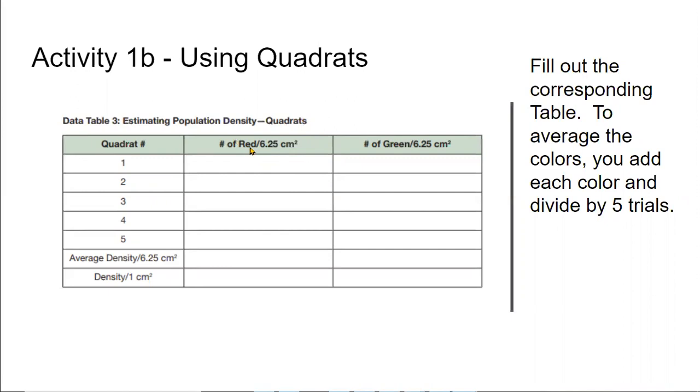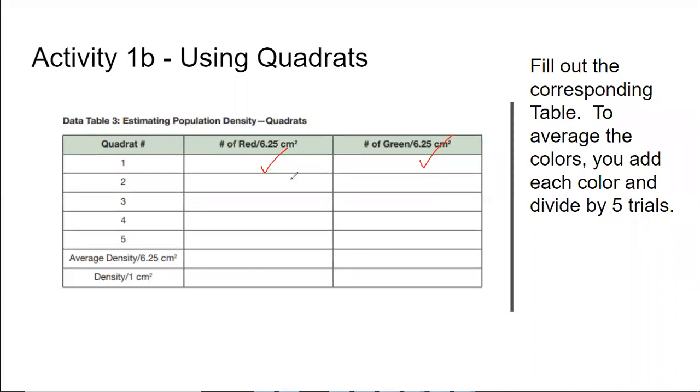You want to put down how many red are in that square the first time that you place it randomly. And then you want to put how many green are in that square. So you do that, you do each of those. Then you're going to take the square and move it to a totally new spot.